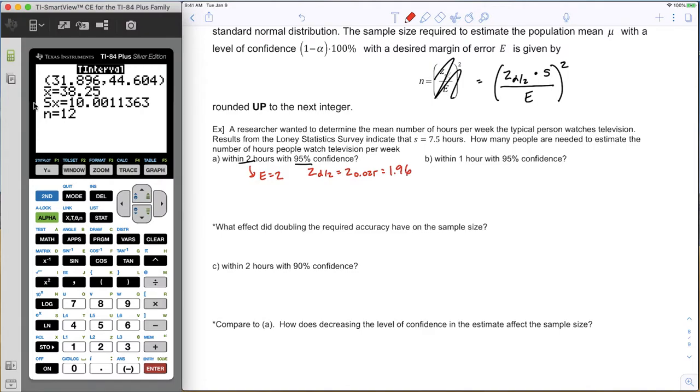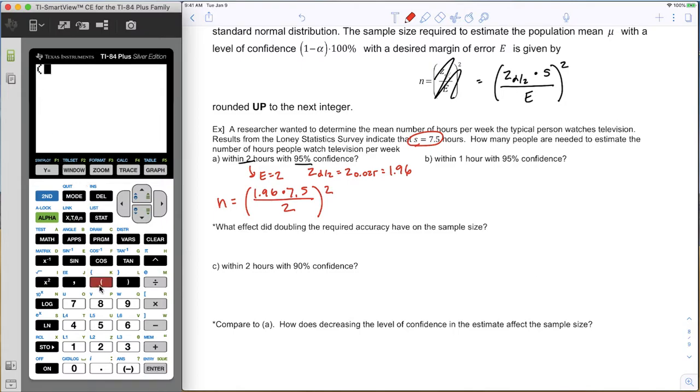Okay, so we can go ahead and apply these into the formula. The S was provided above. So the sample size equals the critical value times the sample standard deviation divided by the margin of error squared. So we can go ahead and put that into the calculator.